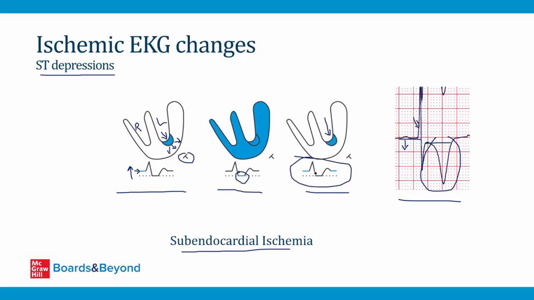So the result of all these changes is that you get what's shown right here. It appears to be ST depressions, meaning the ST segment is depressed below the PR segment. But what it really is that the baseline is elevated above normal, and that gives the appearance of the ST depression.